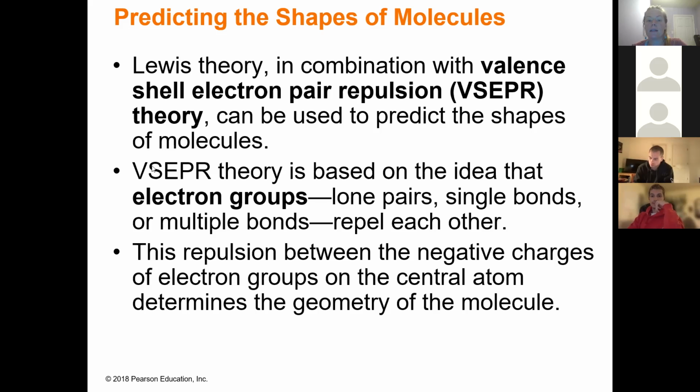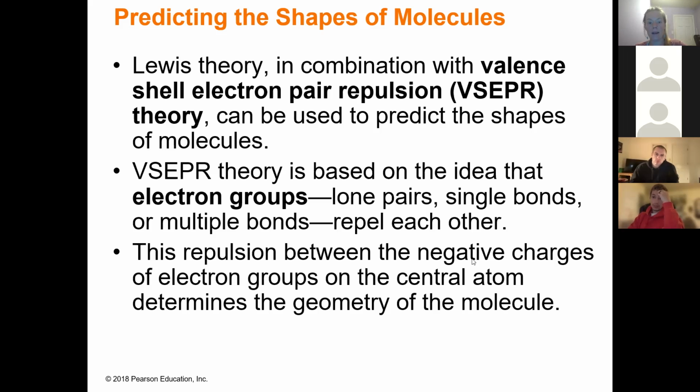The VSEPR theory is based on the idea that electron groups don't like each other because they have negative charges. So they move or create a structure that allows those electron groups to stretch out in space. What do we classify as an electron group? This is important. So an electron group is considered one lone pair of electrons. So 2 electrons that are by themselves on the central atom, that pair, would be classified as one electron group. A single bond is considered one electron group. A double bond is considered one electron group.